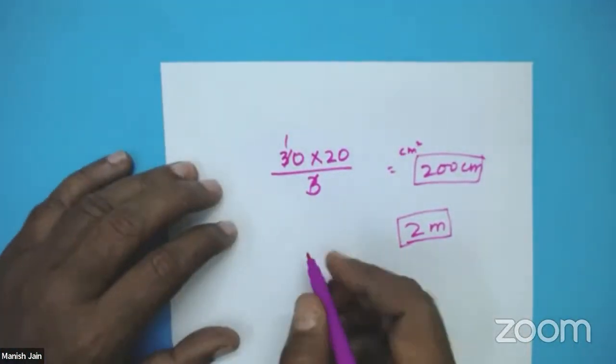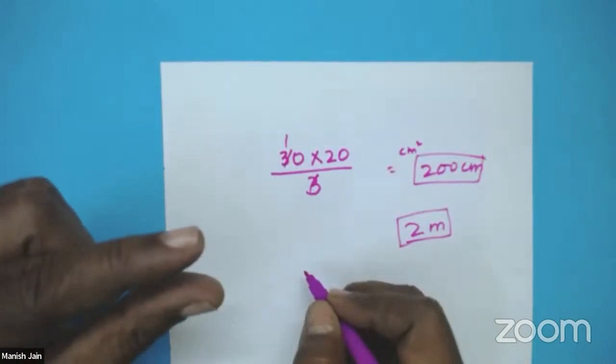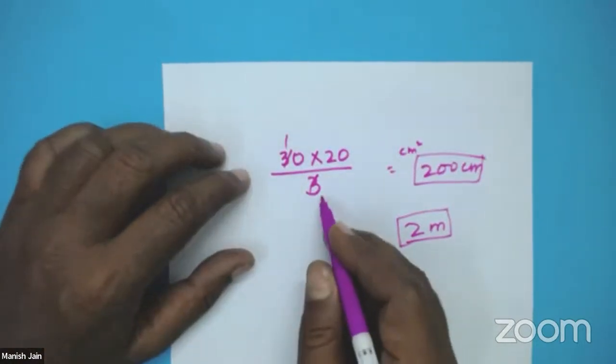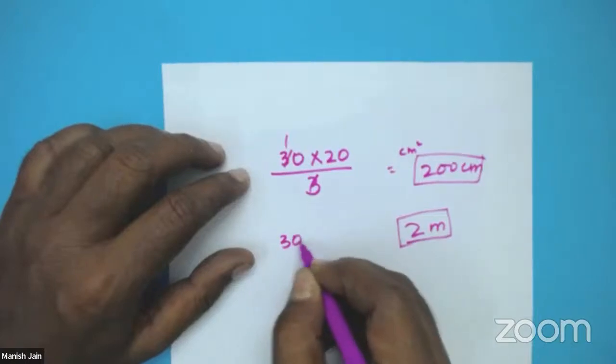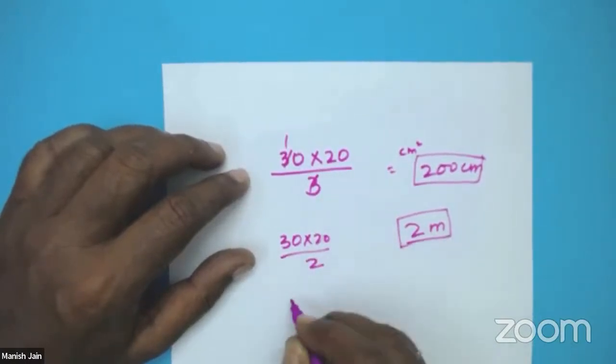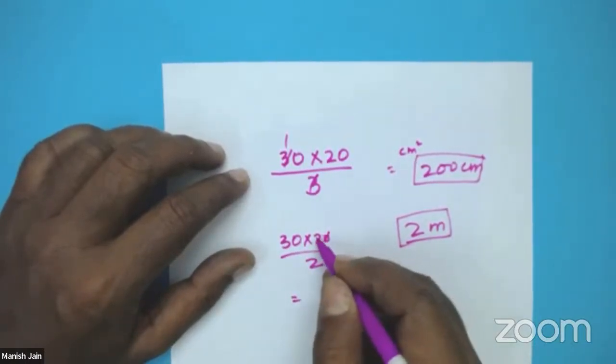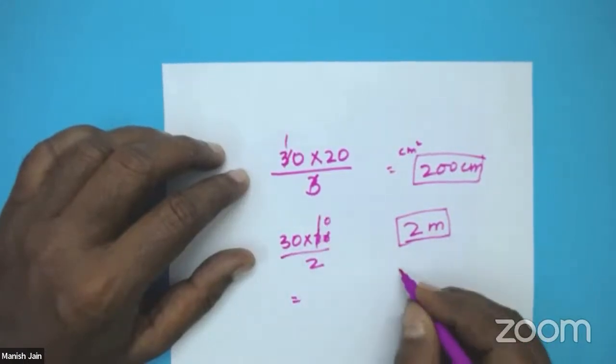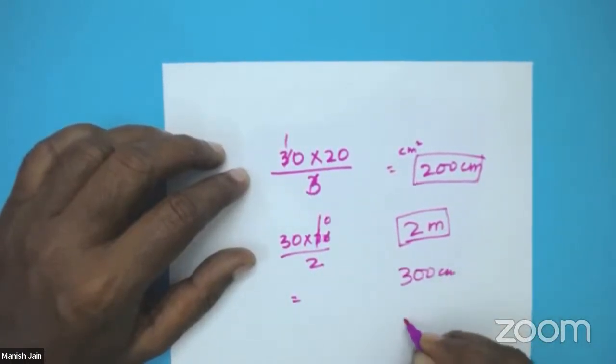If we were to make our mala 2 centimeter wide, then again it will be 30 by 20 by 2, which will come to 300 centimeter or 3 meter mala you can make.